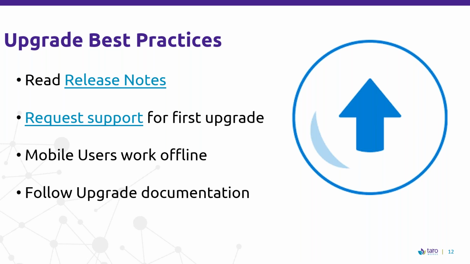The other best practice is to ensure that your mobile users work offline during the time that you are doing the upgrade. This will ensure there's no data loss, and as they work offline, it's best to have them sync before you proceed with the upgrade. And the last best practice is to ensure you follow the upgrade steps. With every new release, we also add instructions on how to go about the upgrade. We highly recommend you go through them and follow them as they are listed.